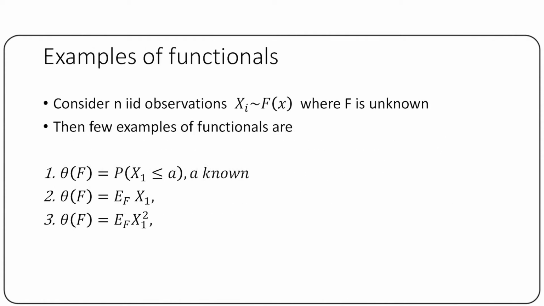Let us explain the concept through some examples. Assume x_i are IID observations from an unknown distribution F, where F is as usual unknown but known to be continuous. Then a few possible functionals are: number 1, theta equal to the expected value of the indicator of x less than or equal to a, where a is known, under capital F. As our next example, we consider the expected value of x, where the class script F contains all distribution functions with finite expectation. As our last example, we consider the expected value of x square, where naturally the class contains all distribution functions with finite second order moments.